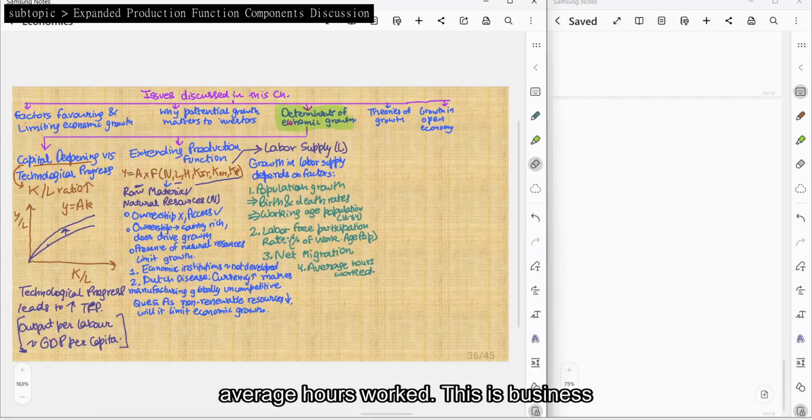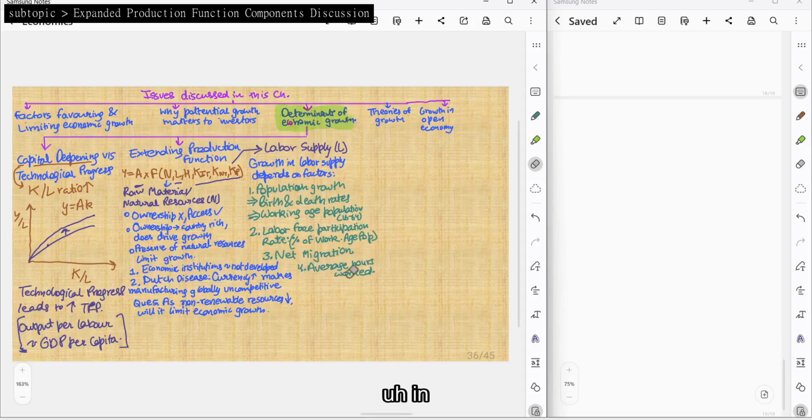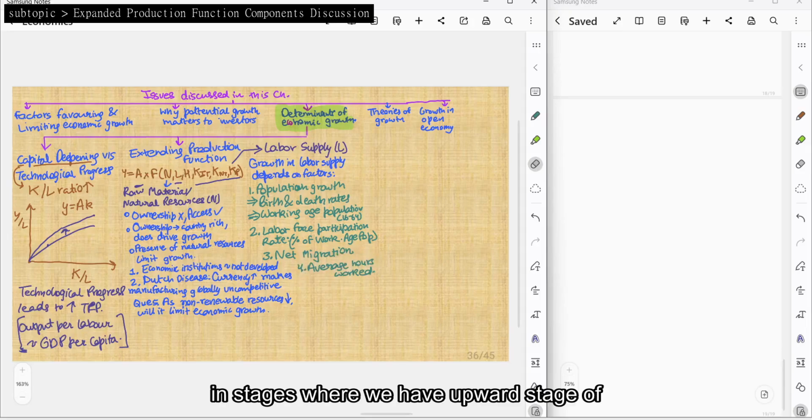This is business cycle dependent. In the upward stage of the business cycle, the average hours worked is generally more than in the downward phase of the business cycle. And the second point is there is a trend toward a shorter work week in more advanced countries. For example, a 4 day work week.